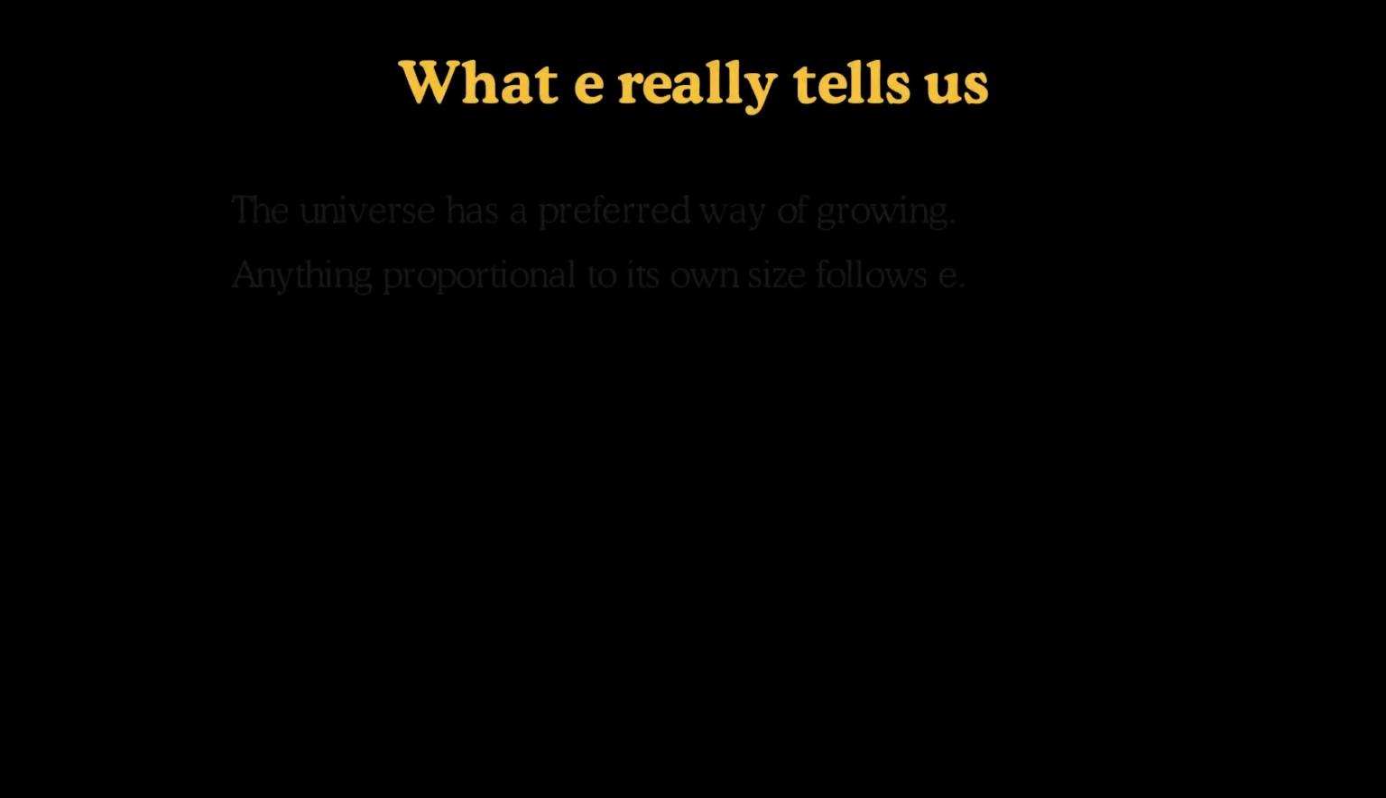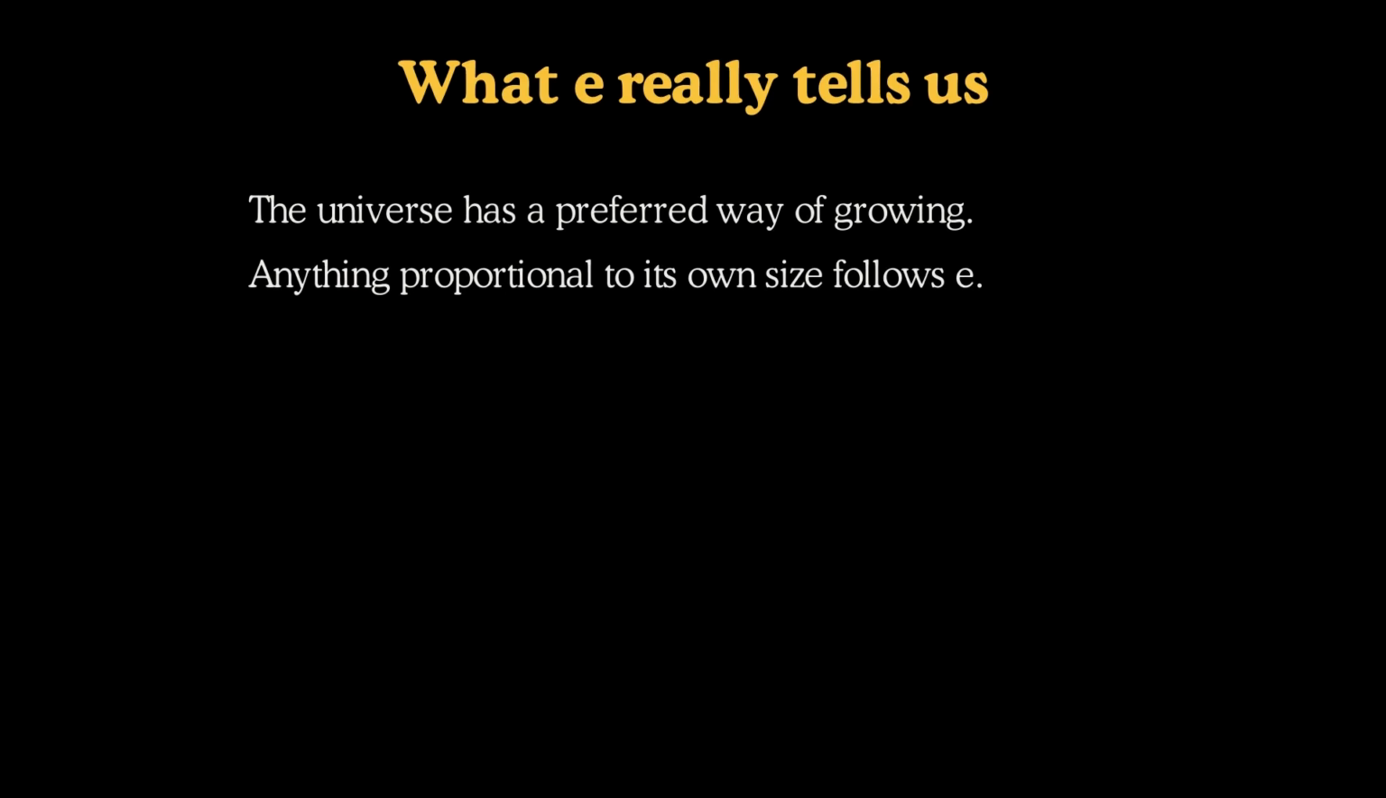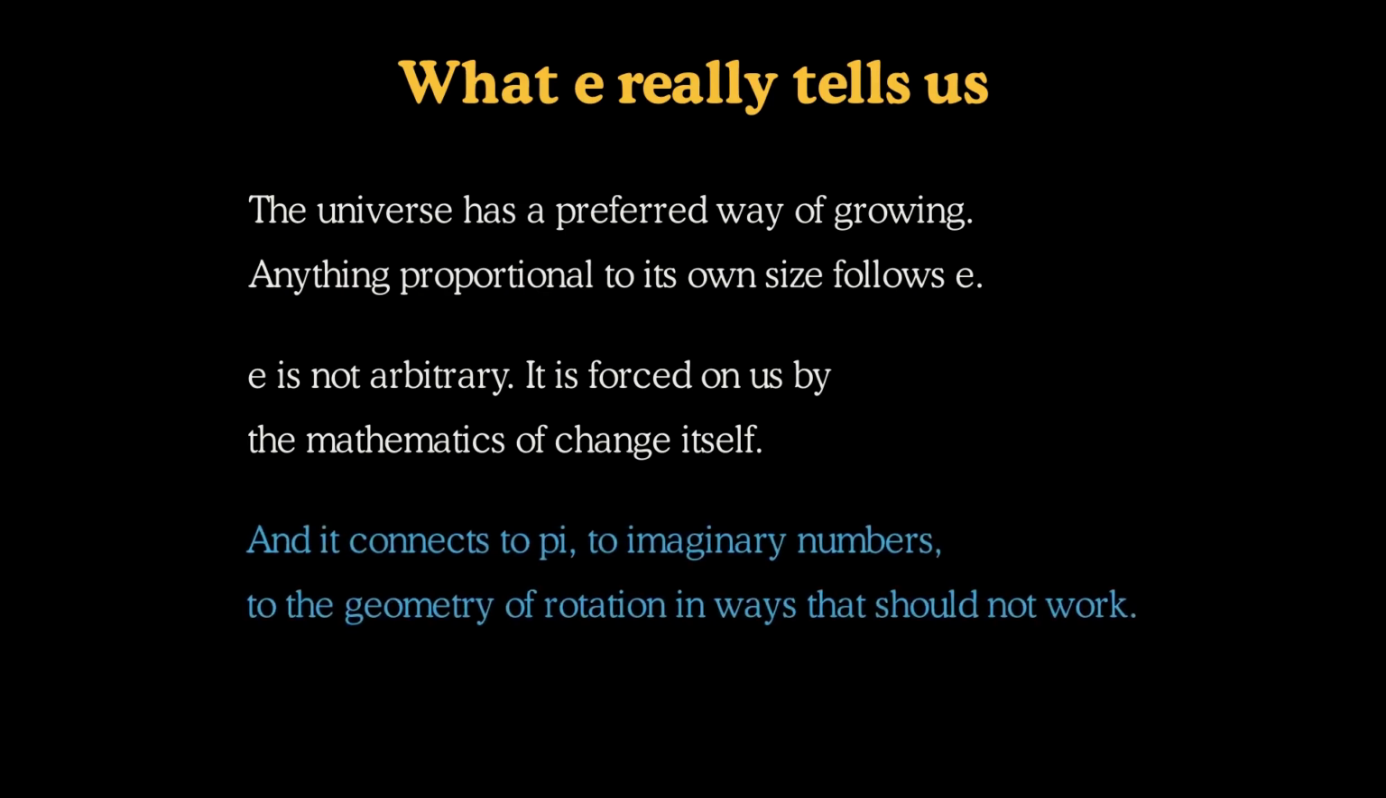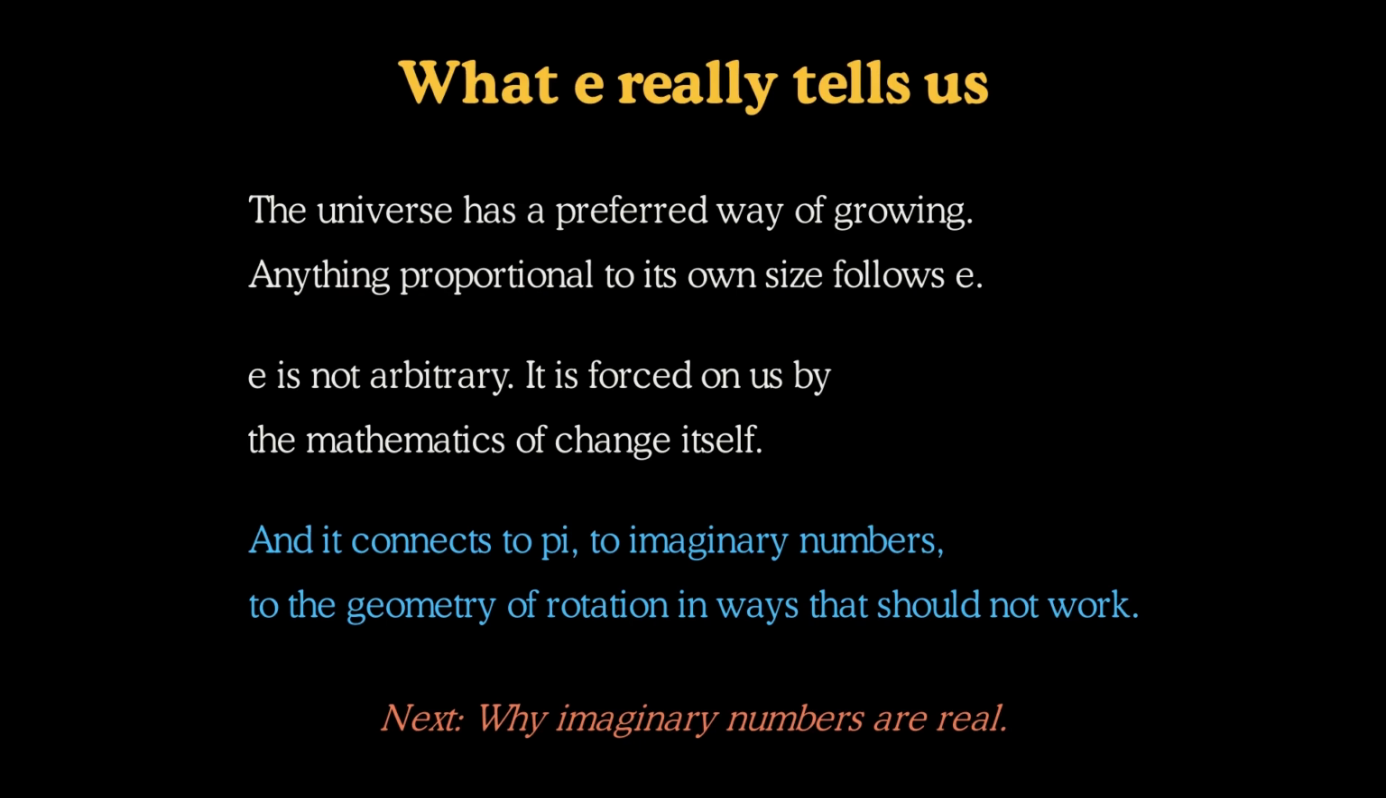The thing that Euler's number is really pointing at is this. The universe seems to have a preferred shape for growth. Anything that grows or decays in proportion to its current size, and that's a lot of things, follows Euler's number. It's not arbitrary, it's forced on us by the structure of calculus, by what it means for something to change continuously. And the fact that it then connects to pi, to imaginary numbers, to the geometry of rotation in the complex plane, that shouldn't work, but it does, completely. That's what makes this worth understanding, not as a piece of trivia, but as a glimpse of how deeply the same ideas run through very different parts of mathematics.